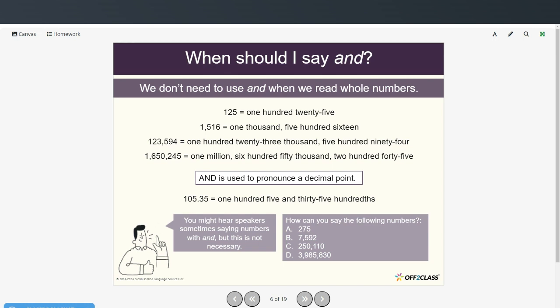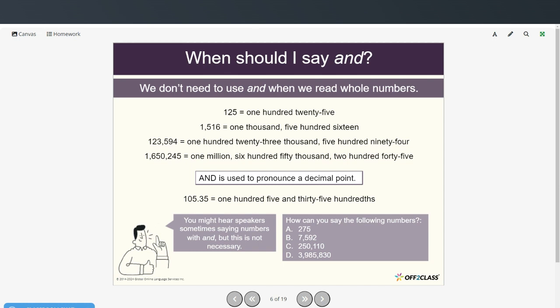And is used to pronounce a decimal point. So 105.35 is 105 and 35 hundredths. So you might hear speakers sometimes saying numbers with and, but it's not necessary.